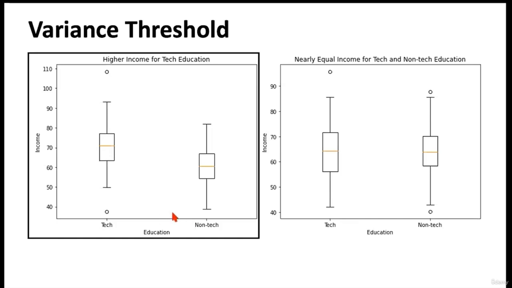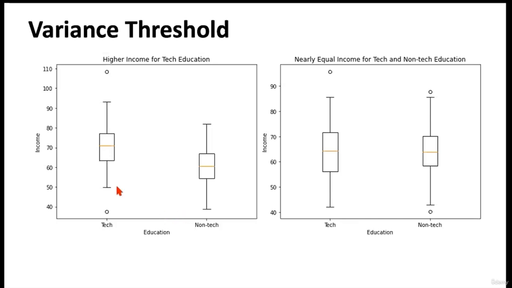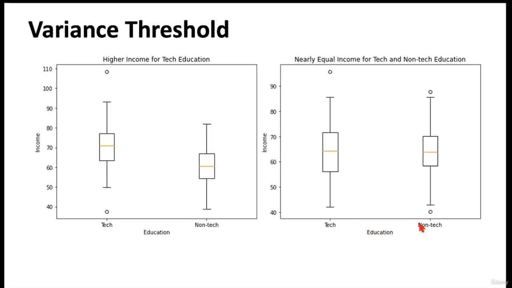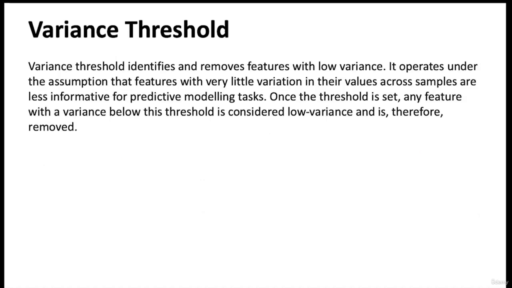Well, in this case, the case on the left. Why? Because here you see a difference in the outcome depending on the choice of educational background. The case on the right says, irrespective of the educational background, the outcome doesn't change. So the variance threshold works on the logic that if the independent variable shows a constant behavior against the target, then it is not a good independent variable. It may be eliminated.